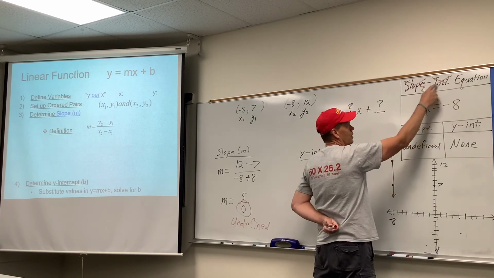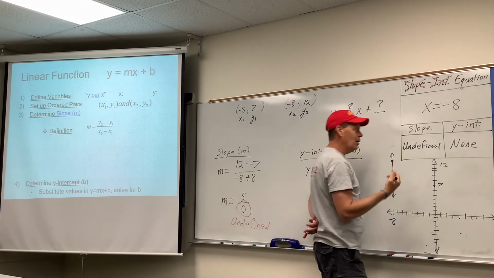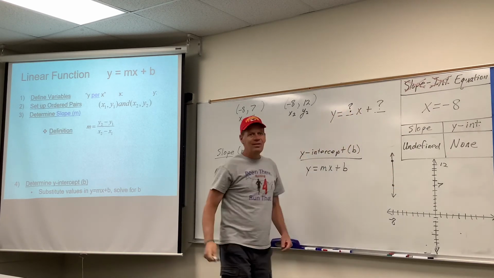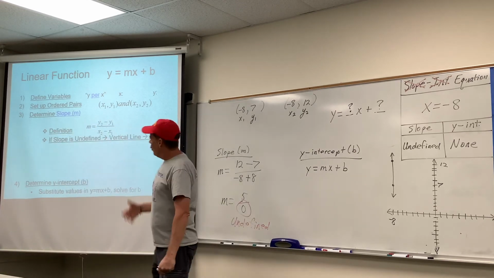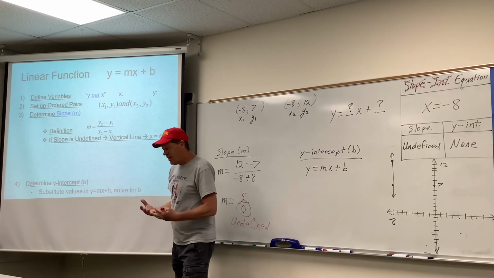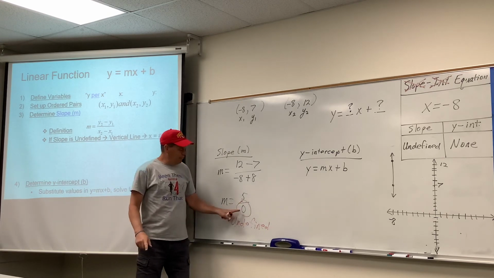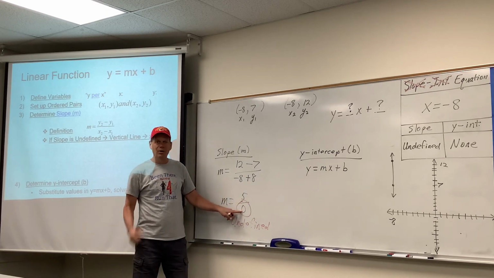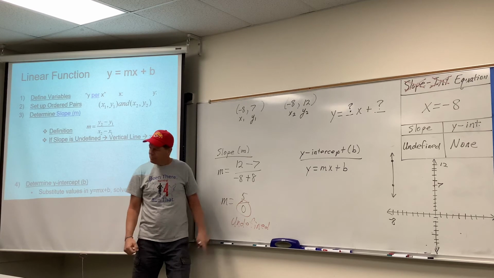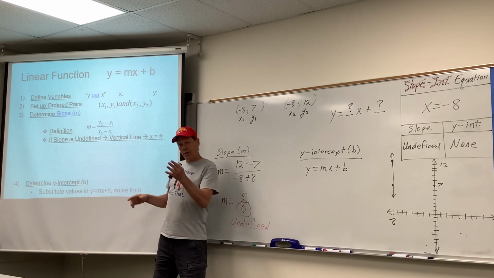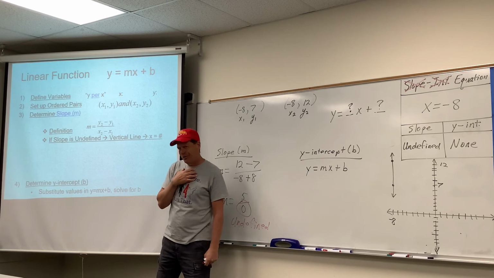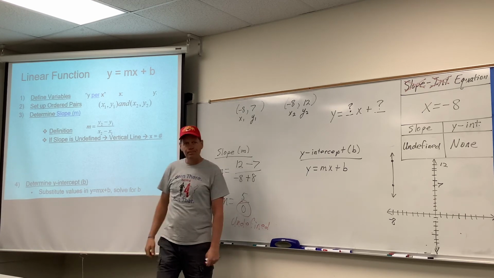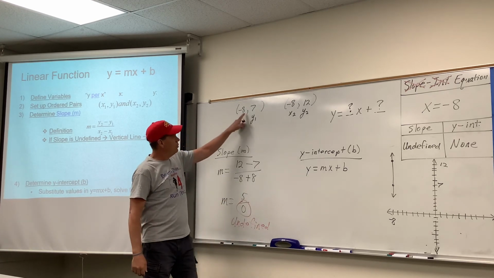It's just not a slope-intercept equation because it didn't have a slope, it didn't have an intercept. So that's the oddball. That's the one that stands out. And so I put that in the notes. I was trying to be concise. If your slope turns out to be undefined, division by 0, then you're dealing with a vertical line, and the equation is x equals a number, okay? And in this case, that number is negative 8.